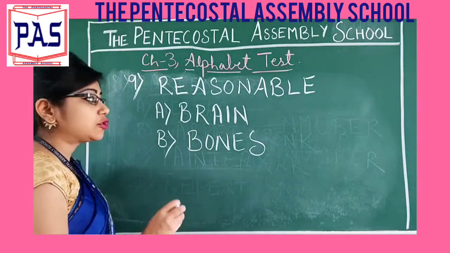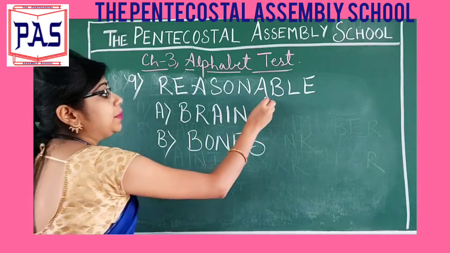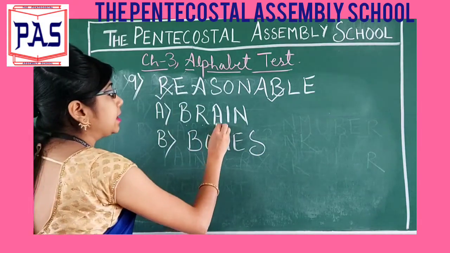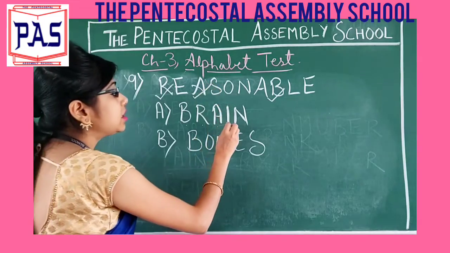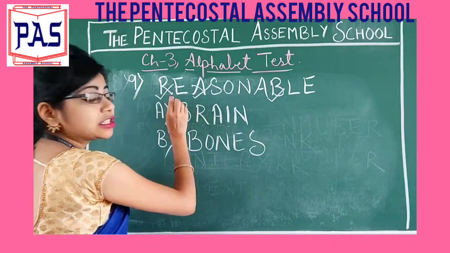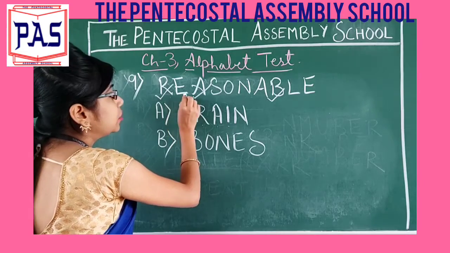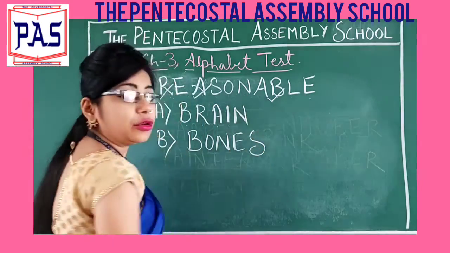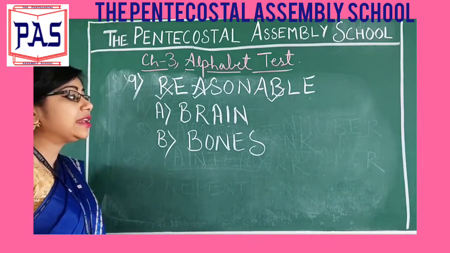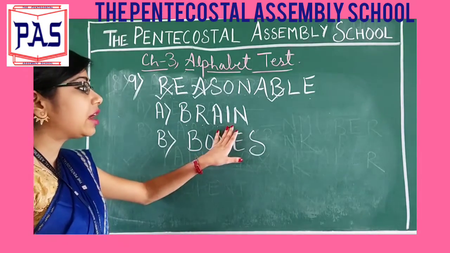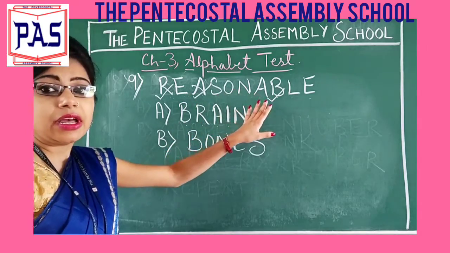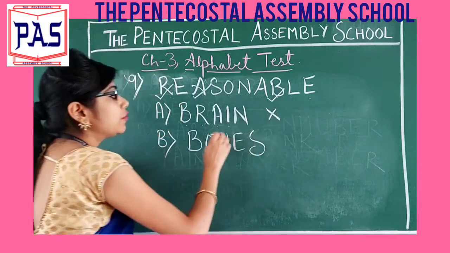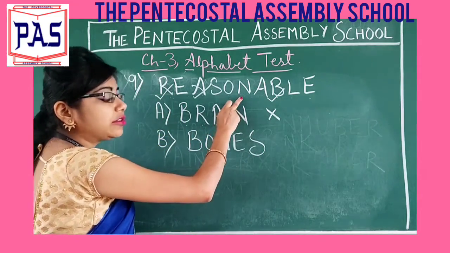Let's check the first option. B, is B there? Yes. R is also there. A, yes, the letter A is there. I, let's find the letter I in REASONABLE. No, children, we cannot find the letter I in the word reasonable. It means that we cannot form the word brain from the word reasonable.